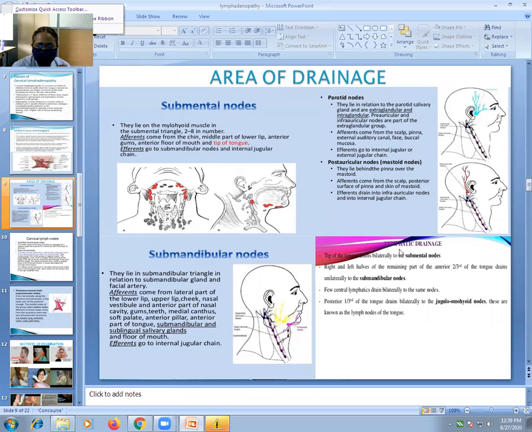Now this is the lymphatic drainage of tongue. The tip of tongue drains to submental, anterior two-thirds to submandibular, and posterior one-third of tongue drains bilaterally to jugulo-omohyoid. These are known as the lymph nodes of tongue. So this is the lymphatic drainage of tongue: tip, anterior two-thirds, and posterior one-third.